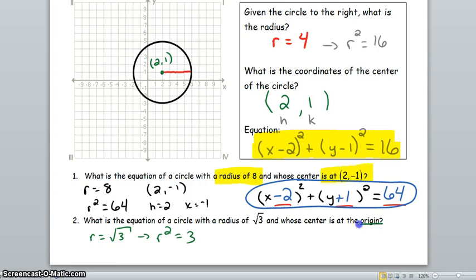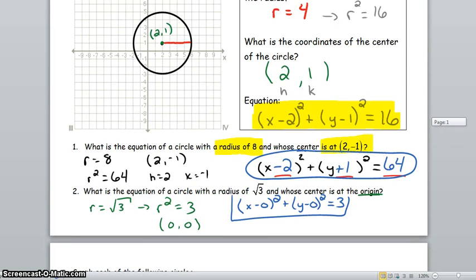The other trick here is the center. The center is at the origin. You have to know the coordinates of the origin. The origin is at, that's right, (0, 0). So, a couple ways we could write this. There is nothing wrong with writing this equation as (x minus 0) squared plus (y minus 0) squared equals the square root of 3 squared, or r squared, which is 3. There is nothing wrong with writing this equation this way.